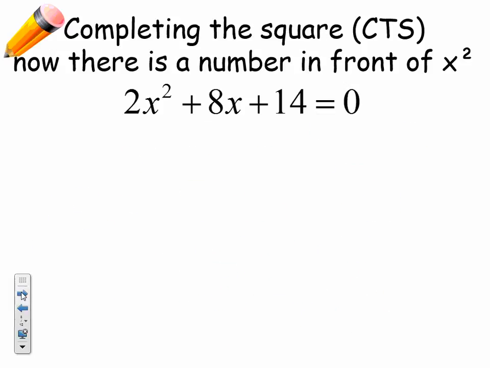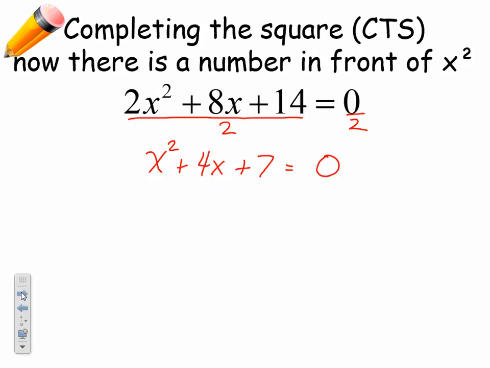Okay, one last example. What if there's a number in front of the x squared like this? The last ones were so easy, and now I have 2x squared. Well, first thing I would do, since all of these can be divided by 2, let's do that. Let's divide everything on both sides by 2. Make this problem look a little nicer. And now once I've done that, I start that completing the square process. Subtract the 7 over to leave room for the blank.